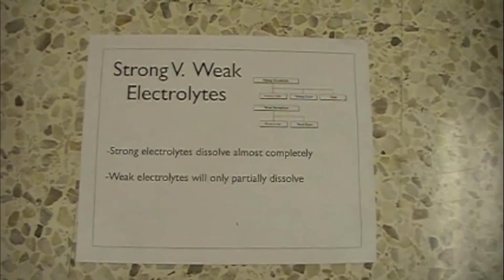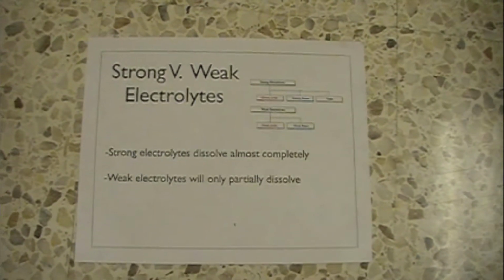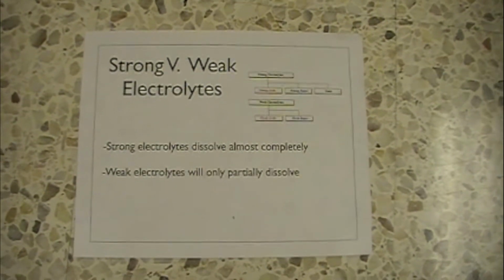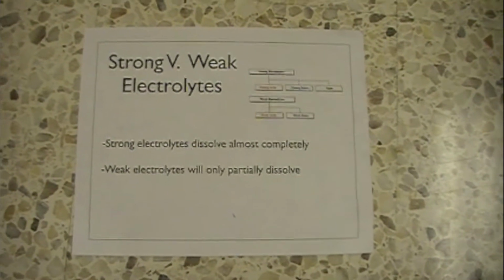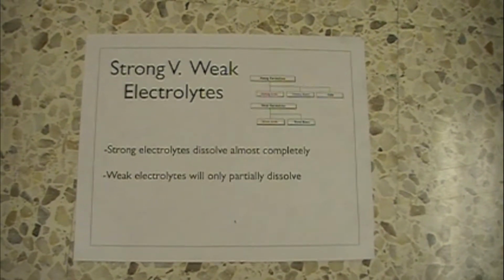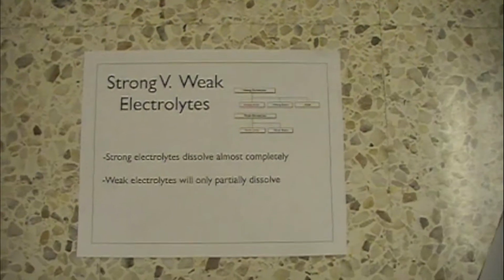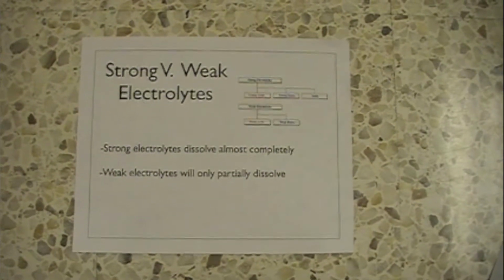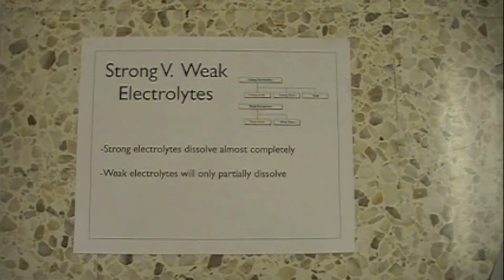There are two types of electrolytes, strong versus weak. Strong electrolytes dissolve almost completely when mixed with a substance. Weak electrolytes will only partially dissolve when mixed with the substance. Strong electrolytes create a more intense electric current than weak ones do.